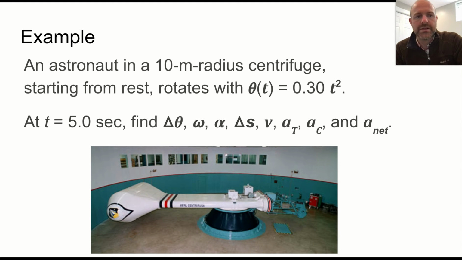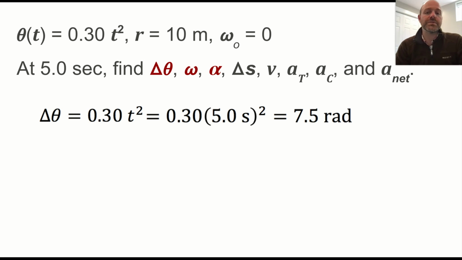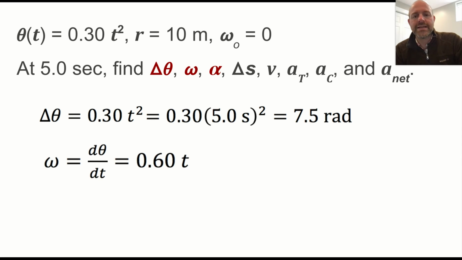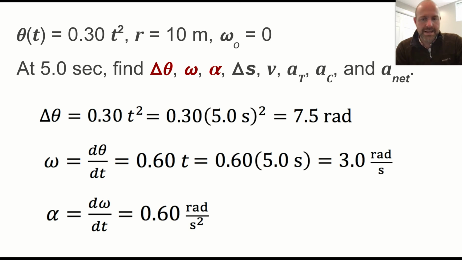The angular displacement, the angular velocity, the angular acceleration, the linear displacement, the linear velocity, the tangential acceleration, the centripetal acceleration, and the net, right? A lot of things to calculate, but we have all the relationships. We start with delta theta equals 0.3 t squared. We plug in the time, and we find out that it travels through 7.5 radians. We take the time derivative of that equation to get 0.6 t. We plug in 5 seconds, and we get 3 radians per second. We take the second time derivative to get alpha, which is just a constant 0.6 radians per second squared.